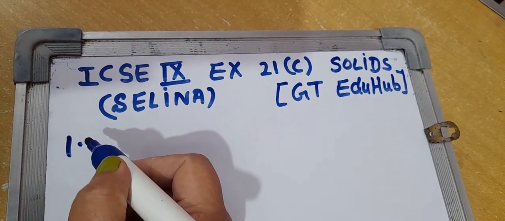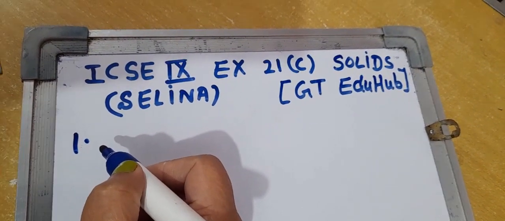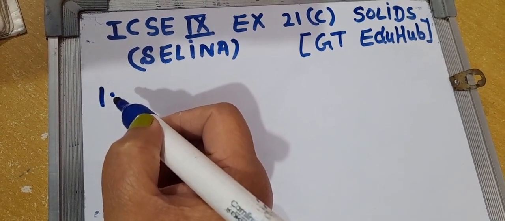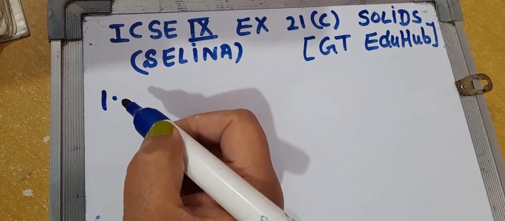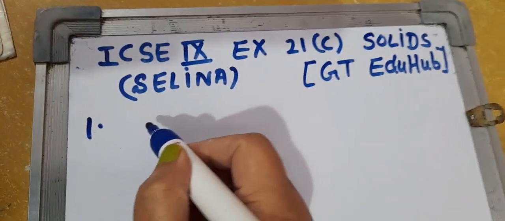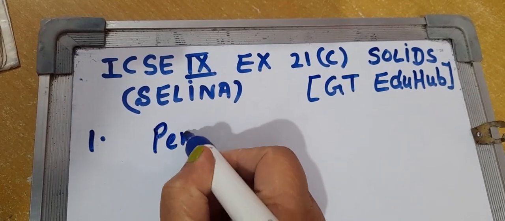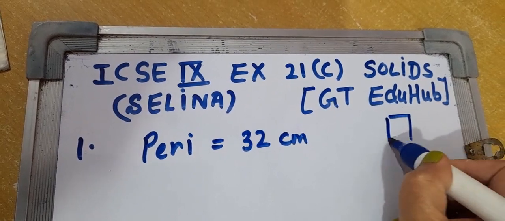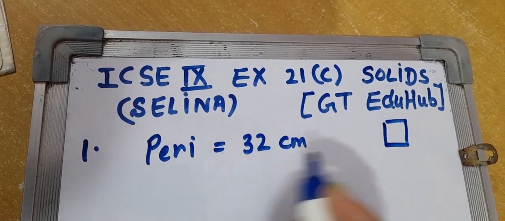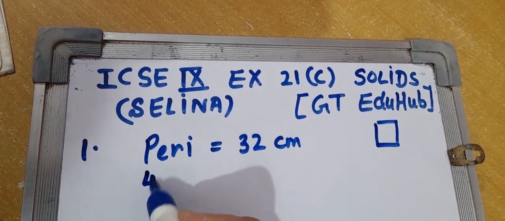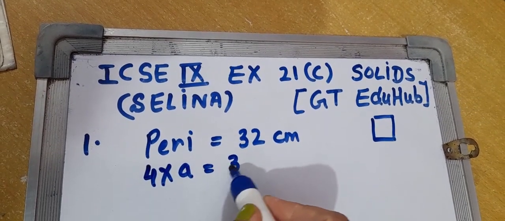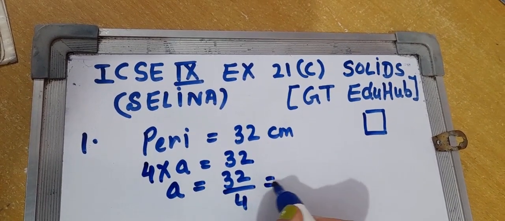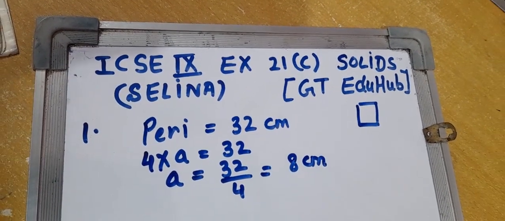ICSE 9 Exercise 21C Question number 1. Each face of a cube has a perimeter equal to 32 centimeter. Find its surface area and volume. So we are given perimeter 32 centimeter. This is a cube, so we know that the perimeter of the base of a cube is 4 into side. So 4 into a is 32, so a will be 32 upon 4, 8 centimeter.